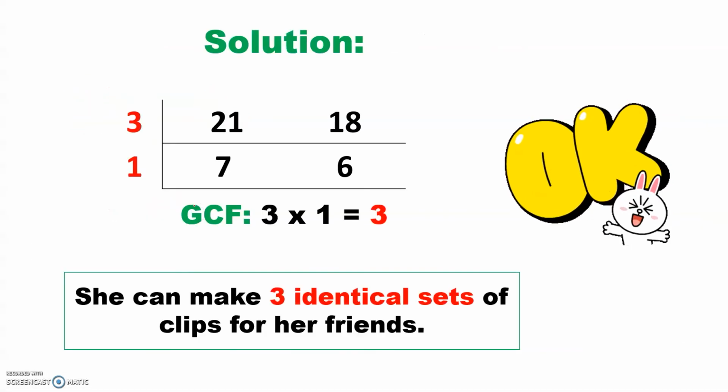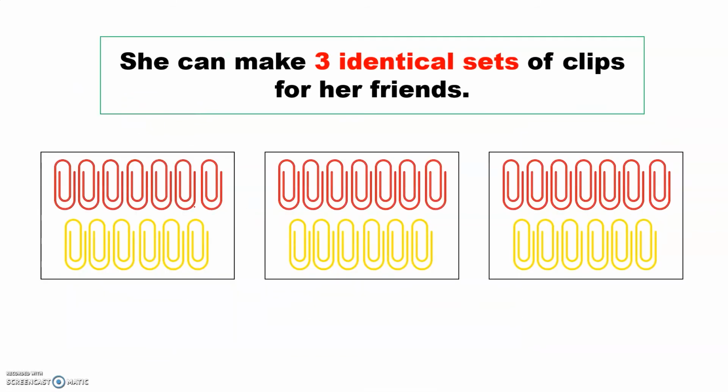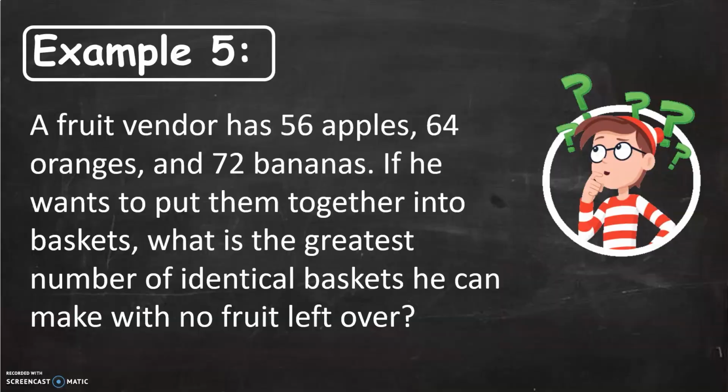Therefore, she can make 3 identical sets of clips for her friends. And this is how it looks like. So in each set, there will be 7 red clips and 6 yellow clips. Now let's proceed to our last example for today's lesson.